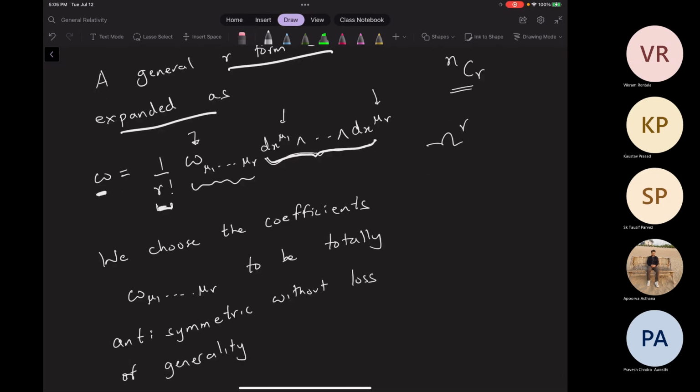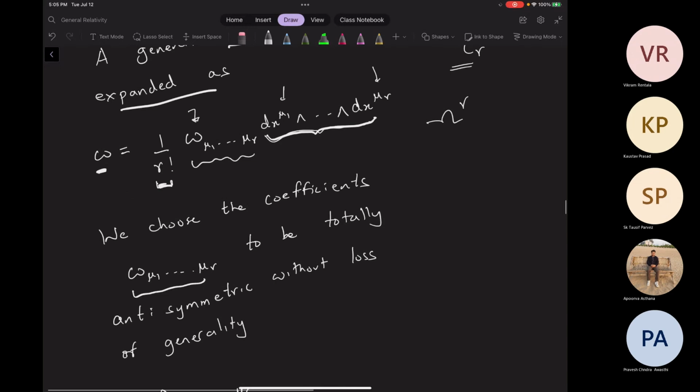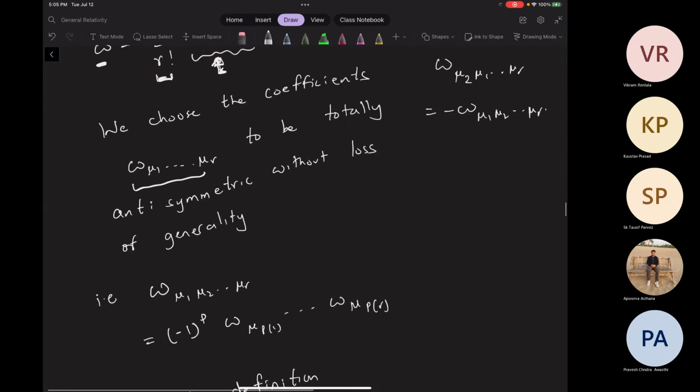We choose the coefficients omega mu1 through mu r already, so we don't have to choose these coefficients to be totally anti-symmetric, but without loss of generality, we can choose them to be totally anti-symmetric. This means if I exchange any two indices, if I make an odd exchange, so if I just exchange mu1 and mu2, this is equal to minus omega mu1, mu2 through mu r. And in general, omega mu1 through mu r is minus 1 raised to p.